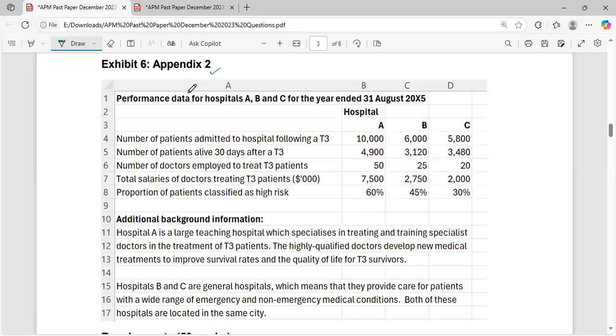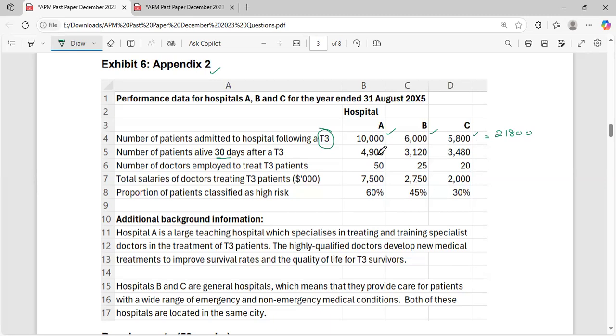Now we have Appendix 2, performance data for hospitals A, B, and C for the year ended 31st August 20x5. The number of patients admitted to hospital following a T3, which is a common cause of death in Eastland, is 10,000 in hospital A, 6,000 in B, and 5,800 in C. So if we add up, it is 21,800.